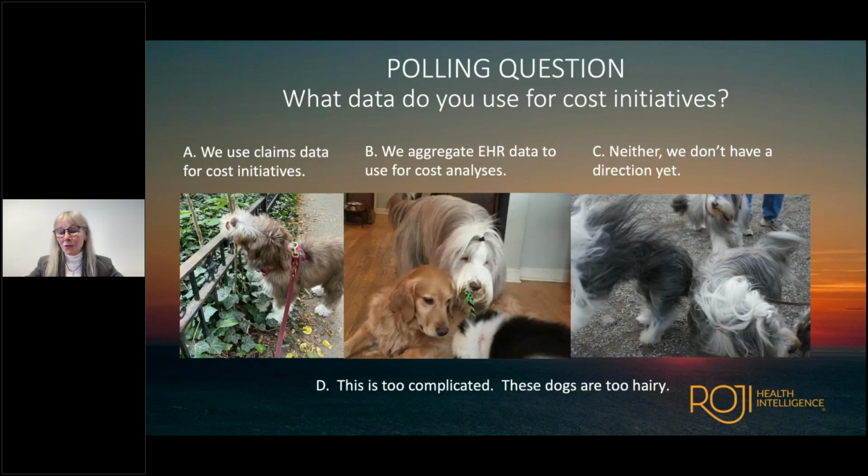So I want to first find out a little bit about your attitudes going into this, and then we'll talk again later and see if they've changed. The question I have is, what data are you using for cost initiatives? The answers that you'll be able to choose from in the polling question are: A, we use claims data; B, we aggregate EHR data to use for cost analyses; C, neither, we don't have a direction yet; or D, this is too complicated, these dogs are too hairy. And I sometimes agree with that.